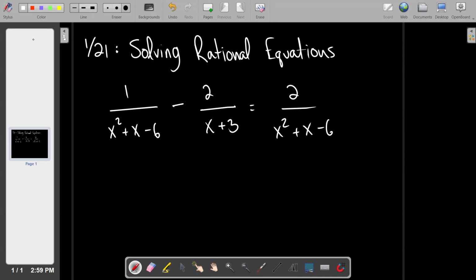Absolutely. And so that theme really just doesn't go away. Whether it's solving equations or adding and subtracting, you've got to know how to find an LCD. So obviously we want to factor. This one on the left is going to factor into x plus 3 times x minus 2. And this one on the right is the same, so it's also x plus 3, x minus 2. And then you should be able to see with clarity what the LCD is.